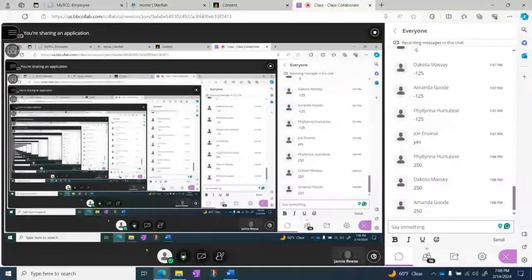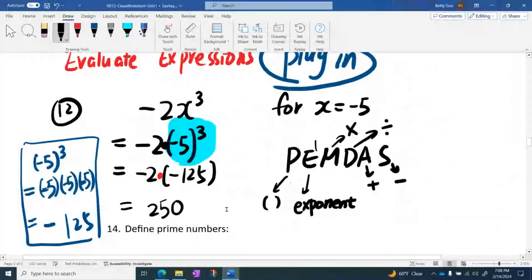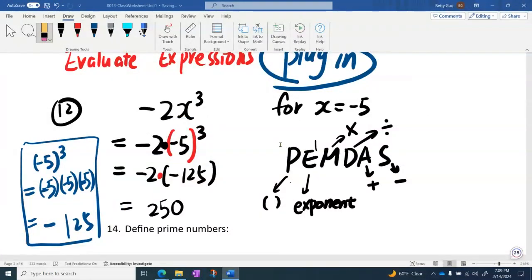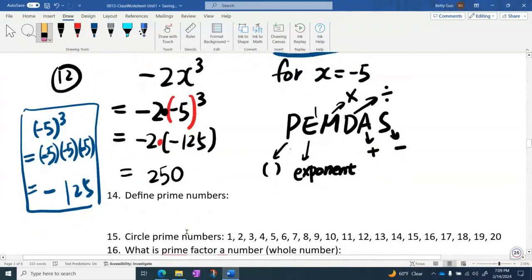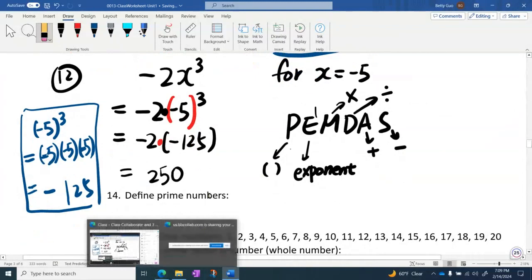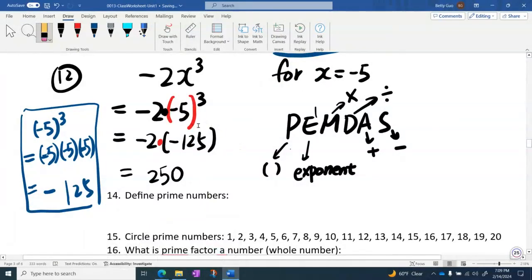Yeah, awesome. Anybody has a question about this problem? Do you see how I plug in? How important the parentheses are? Yeah, use the parentheses. If you trust me, if you do not use the parentheses, very, very likely you'll mess up the sign and the structure.